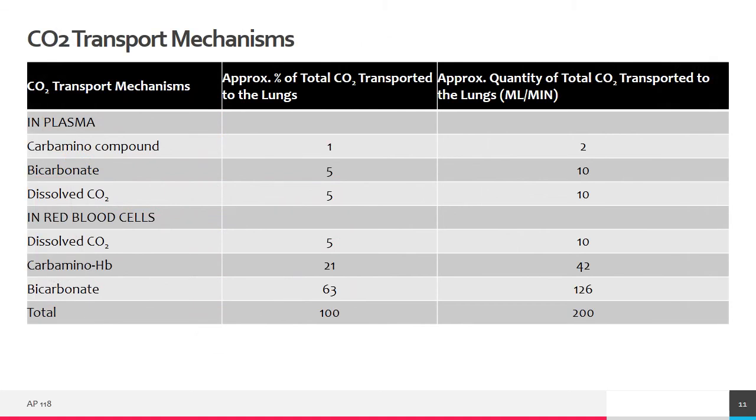Again, here are those CO2 transport mechanisms. In plasma, about 1% of CO2 is transported as a carbamino compound, or CO2 combined with protein. 5% is bicarbonate, and dissolved CO2 is about 5%. In the red blood cells, dissolved CO2 is transported to the lung as about 5%. Carbamino hemoglobin is about 20%, and bicarbonate is the vast majority, about 63%.